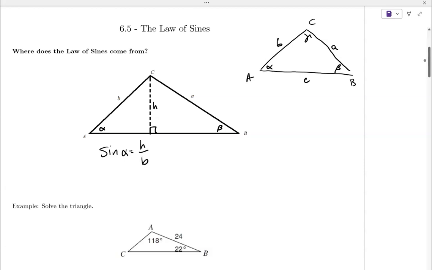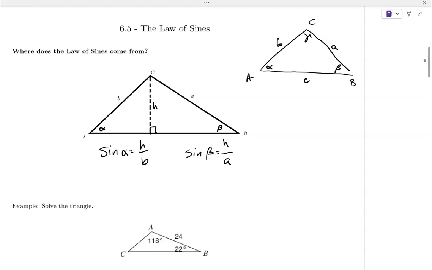Now look at the right triangle, the one on the right side. They're both right triangles, but look at the one on the right side. What trig function do you see that you can relate beta, H, and A? Sine again, right? Sine of beta equals H over B. Good. And I wrote B, or H over A, I'm sorry. We okay with those?